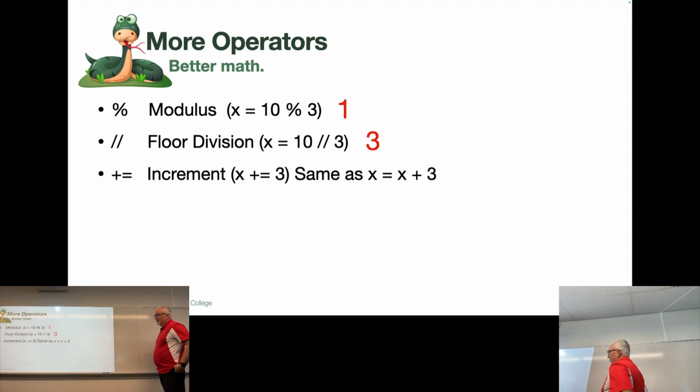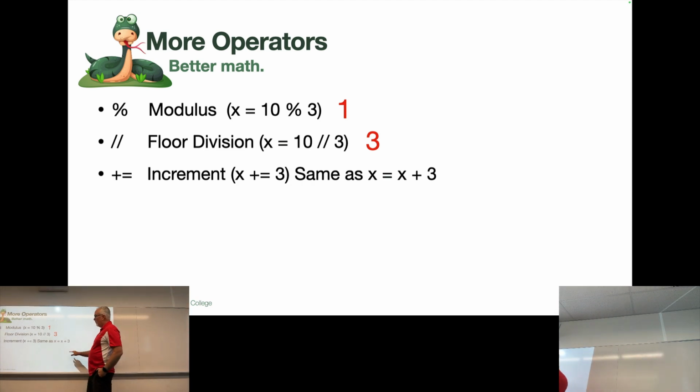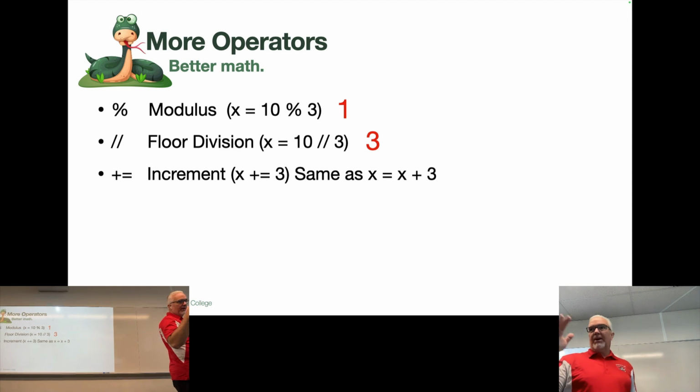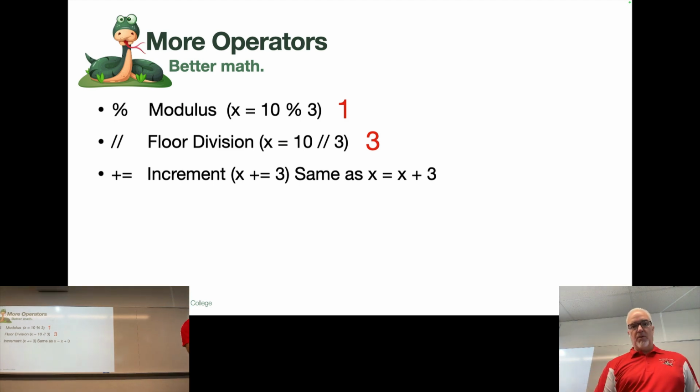The increment operator takes whatever x is and puts 3 more in there, in this case. So x plus equals 3. We'll take this variable. It won't create a new variable. It will just say x. If your x is equal to 0, then after I do this, x is equal to 3. If I do it again, x is equal to 6. If I do it again, x is equal to 9. It's really handy for counting things or counting by multiples.